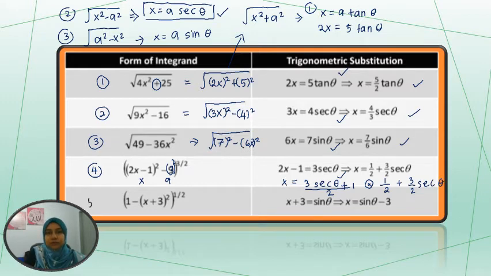In the last example, it is in the form of a square minus x square, so it is in the form of sine theta. So we substitute: this one is a square minus x square, so x plus 3 equal to a sine theta, where a is 1. So we have x equal to sine theta minus 3.